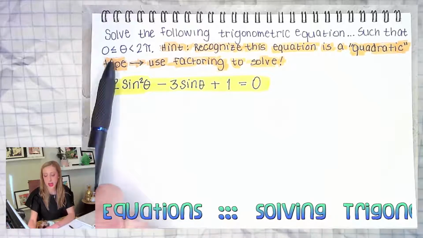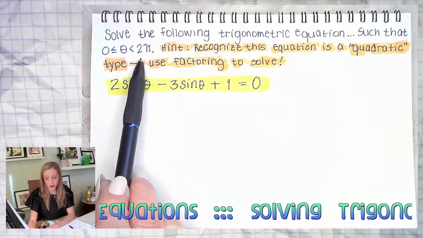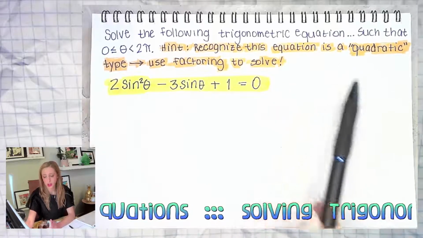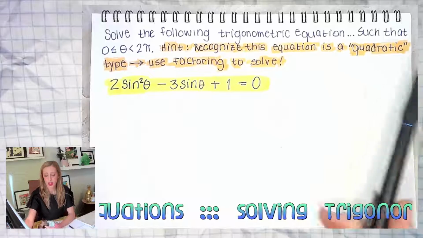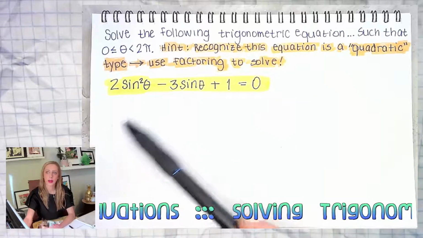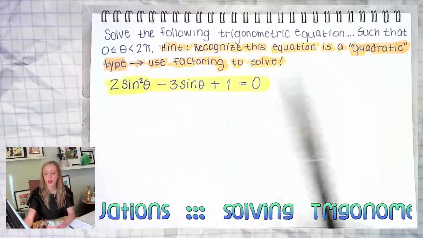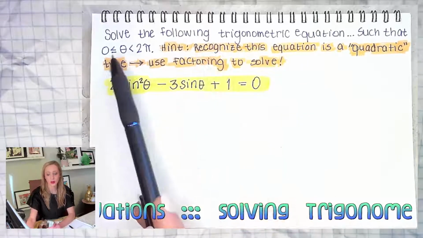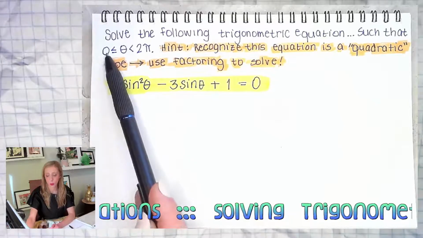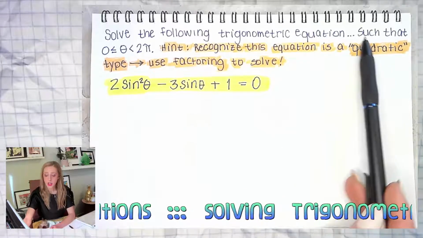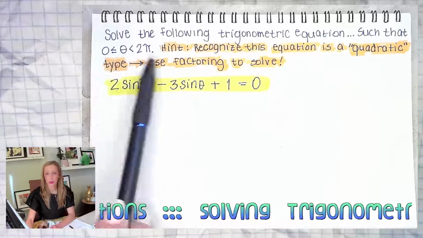So the directions say, solve the following trigonometric equation. And then you always want to completely read the directions. As we spoke about previously, sometimes it will be a trig identity, and your job is to prove that the left equals the right. In this case, it's an equation and you're being asked to solve, not verify or prove. Also, the directions go on to say, such that theta is between 0 and 2 pi.